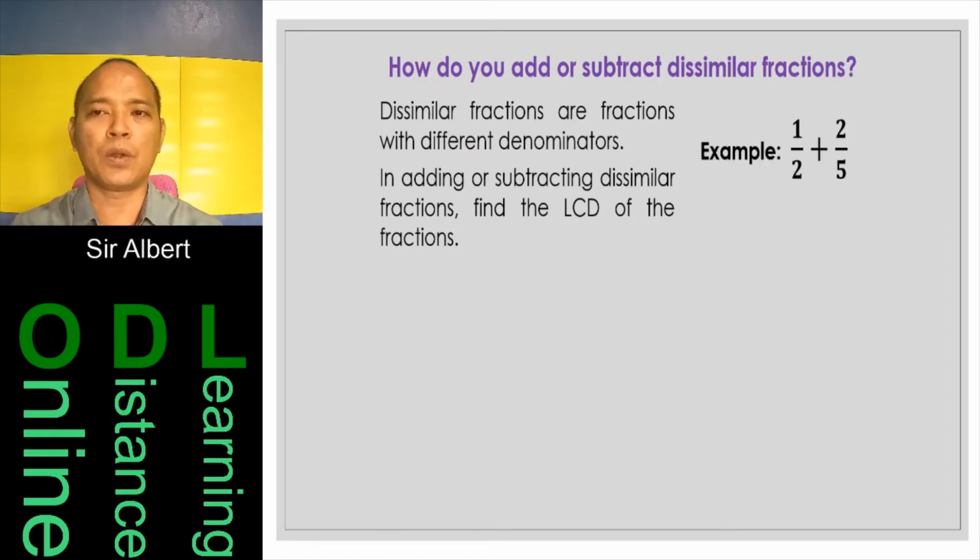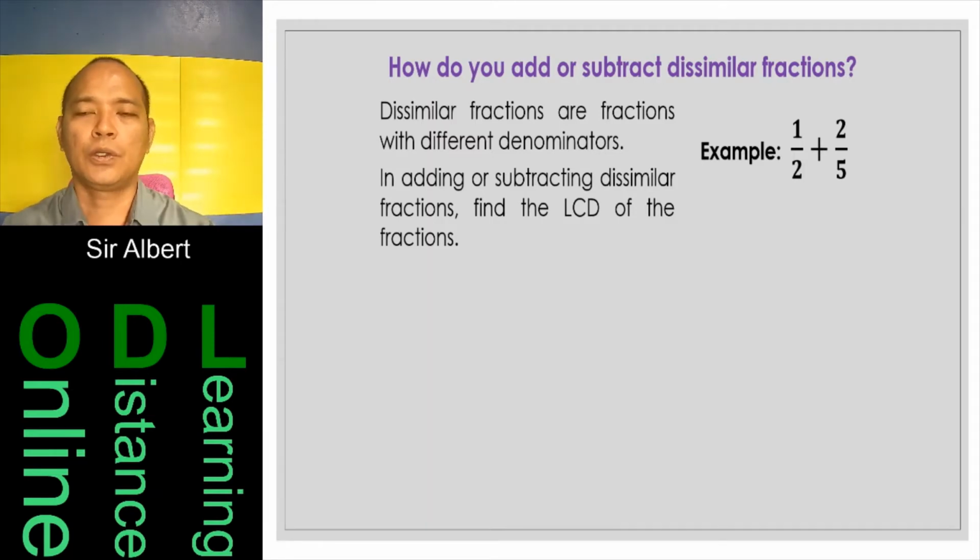Consider the example 1/2 plus 2/5. Take note that 1/2 and 2/5 are considered as dissimilar fractions because their denominators, namely 2 and 5, are different. To add these fractions, we think of the least common denominator of 2 and 5. To do that, we think of the smallest number that can be divided both by 2 and 5. That number is going to be 10. So we say that the LCD is equal to 10.